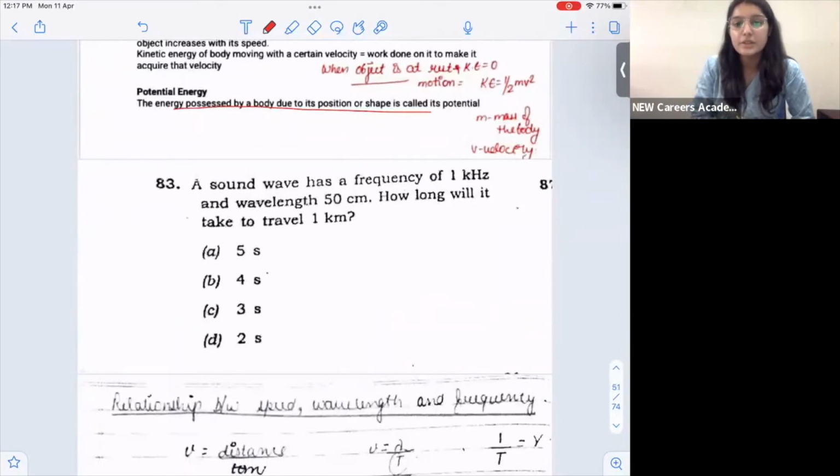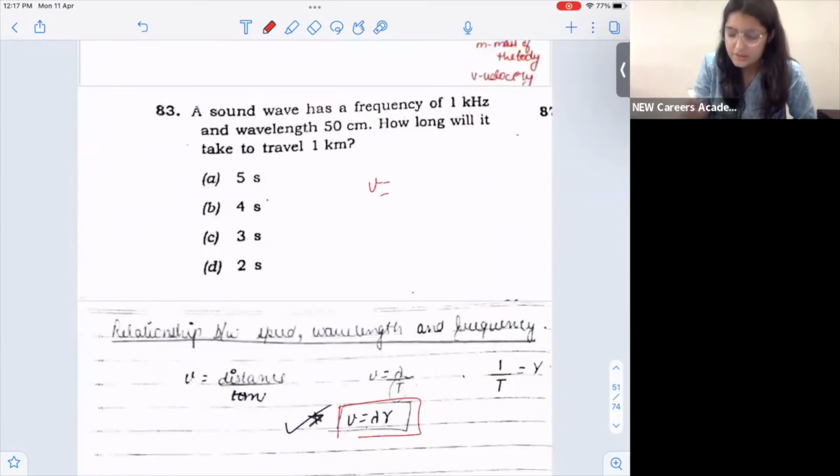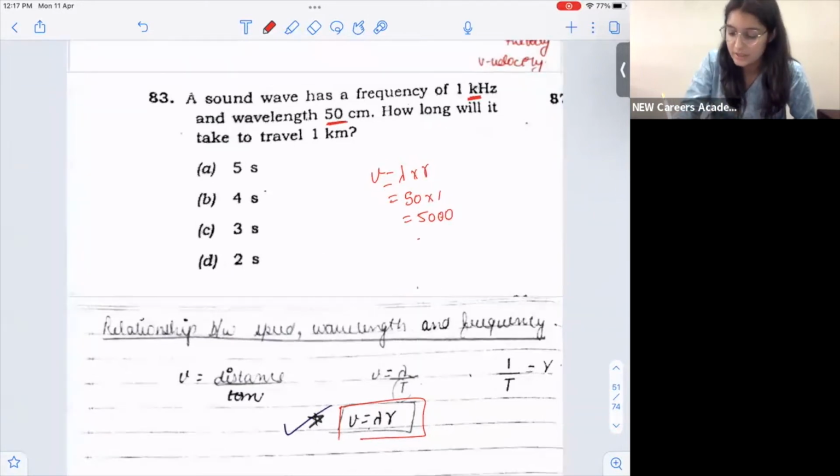83. A sound wave has a frequency of 1 kilohertz and a wavelength of 50 centimeter. How long will it take to travel 1 kilometer? So see, the formula which gives the relationship between speed, wavelength, and frequency: speed is wavelength into frequency. Wavelength is given as 50 centimeter and frequency as 1. Since it's in kilohertz, we convert it into hertz, and also the centimeter, divide by 100.